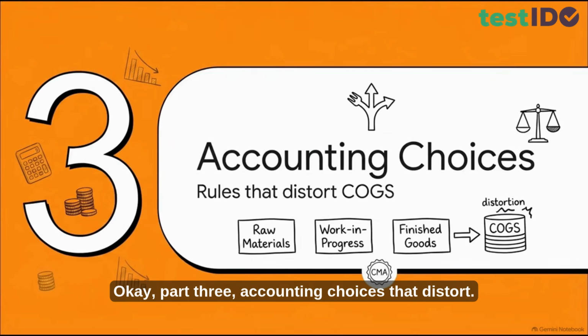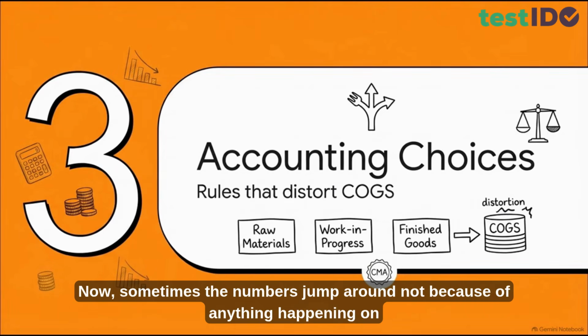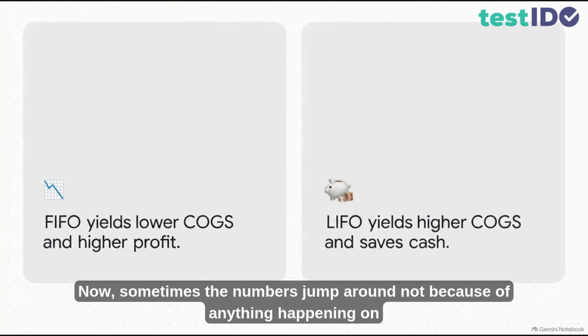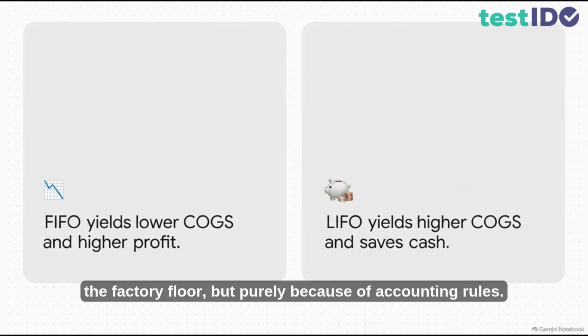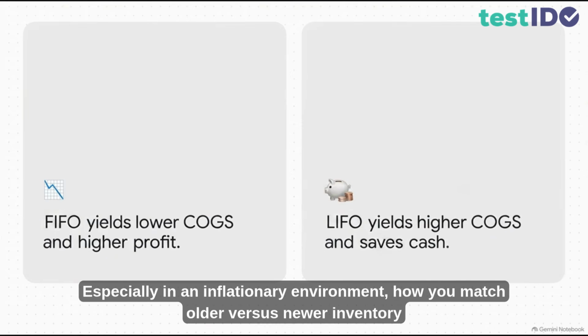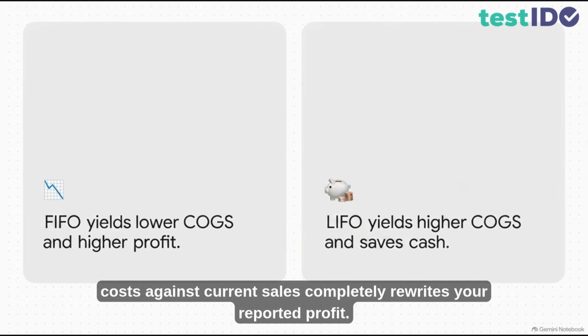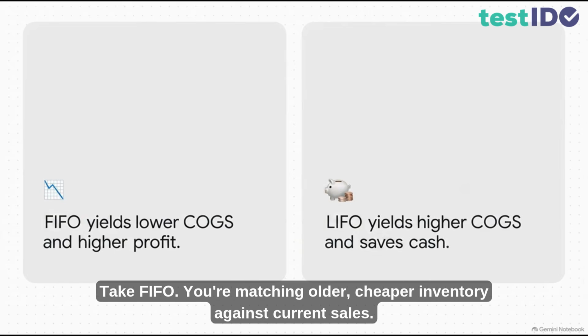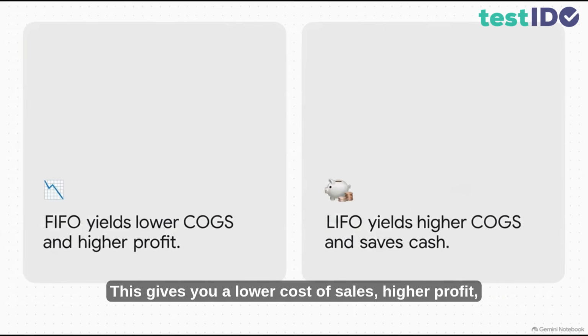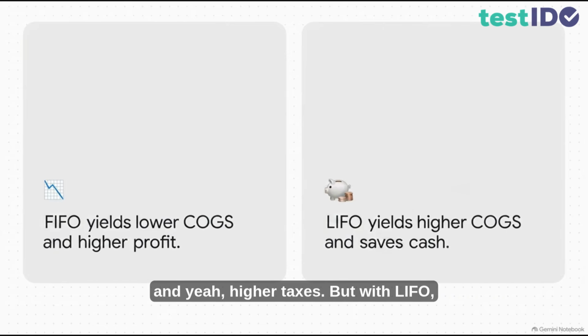Okay, Part 3, Accounting Choices that Distort. Now, sometimes the numbers jump around not because of anything happening on the factory floor, but purely because of accounting rules. Especially in an inflationary environment, how you match older versus newer inventory costs against current sales completely rewrites your reported profit. Take FIFO. You're matching older, cheaper inventory against current sales. This gives you a lower cost of sales, higher profit, and higher taxes.